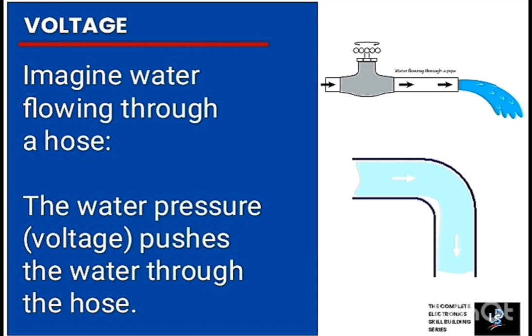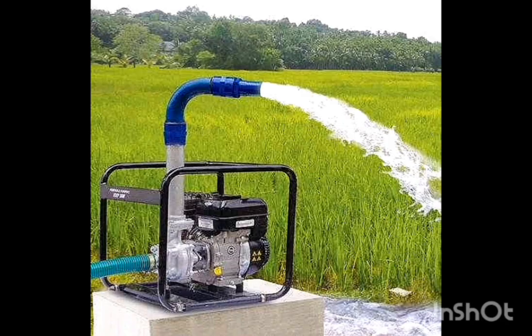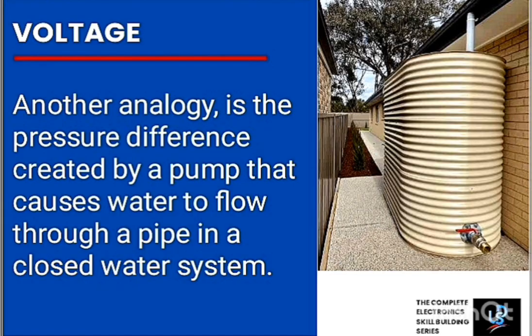Imagine water flowing through a hose. The water pressure pushes the water through the hose from a point to another. Another analogy is the pressure difference created by a pump that causes water to flow through a pipe in a closed water system. This pressure created explains voltage as the driving force in electric circuits.